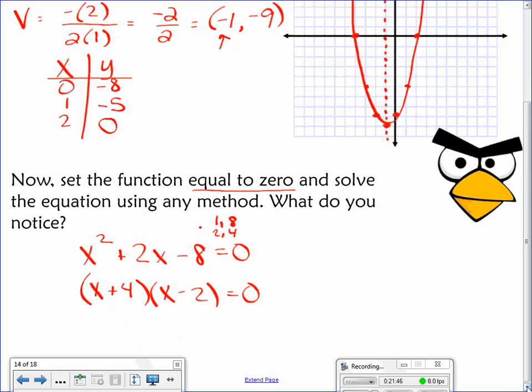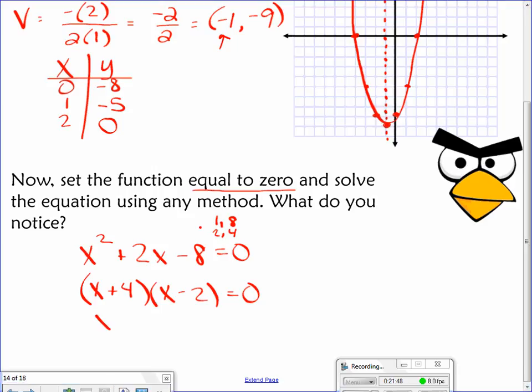All right, and then how do we solve this? Set them equal to 0. And I'm hoping that you're starting to get to the point where you don't have to write this part down. Right? You can just solve this in your head. So subtract 4, we get negative 4. Add 2, we get 2.